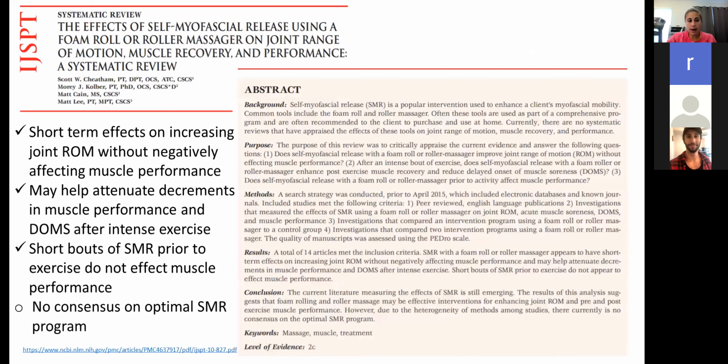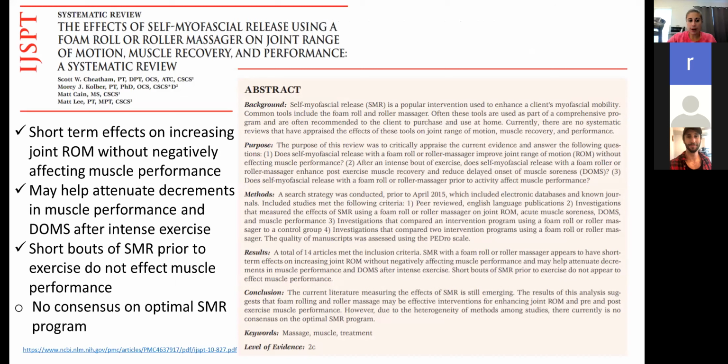Okay. Then the next article here is another review of literature, and we're looking at the effects of self-myofascial release using a foam roller or roller massager on range of motion of joints, muscle recovery, and performance. Okay, so we're looking at all these factors, and you're more than welcome to read the abstract, and the article link is there for you. But what can we conclude from this article?